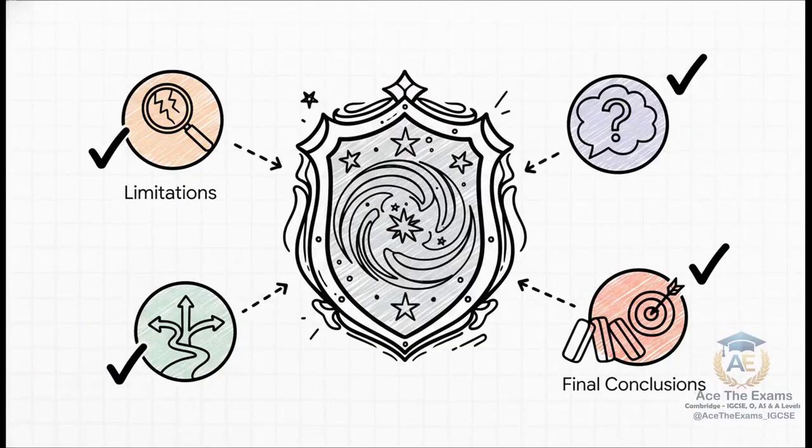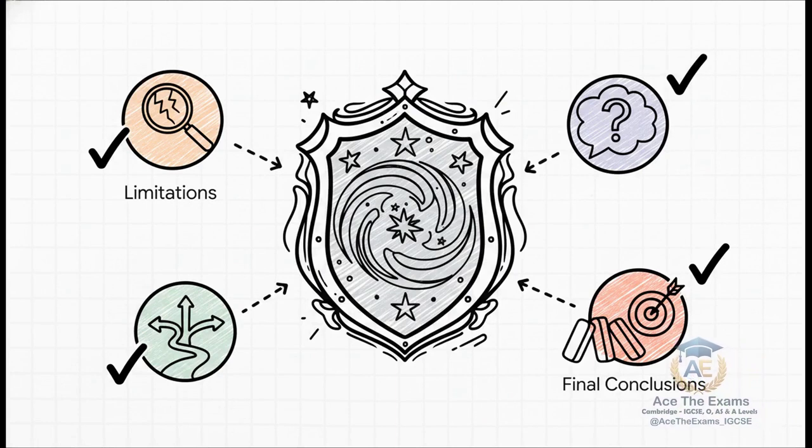Imagine a 60-second timer ticking down on a complex data chart. You need to find the winning argument point fast. Evaluating evidence quality requires you to identify 4 exact elements for the examiner. First, point out the inherent limitations of the data. Second, clearly state any assumptions being made in the text. Third, offer alternative interpretations. And fourth, explain how all of these factors affect the final conclusions. Hit these 4 points and you secure full evaluation marks.